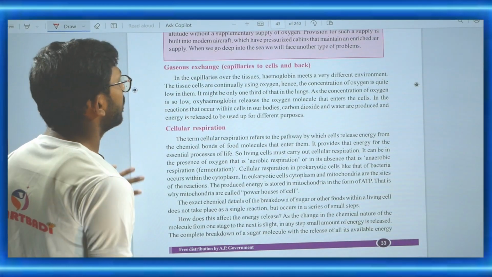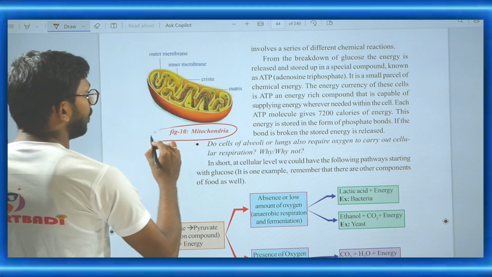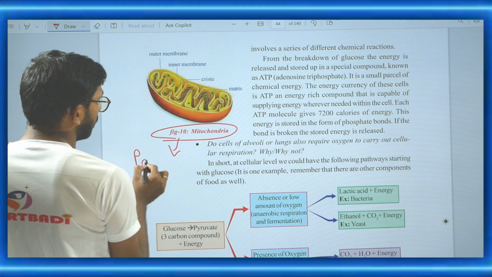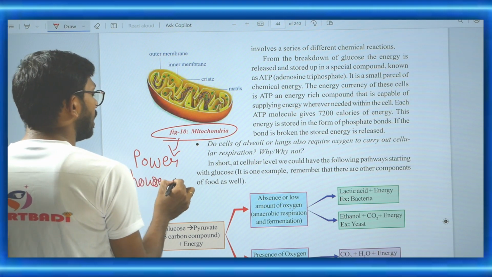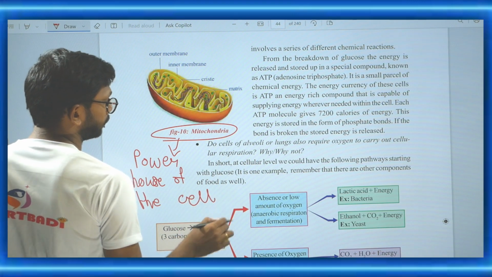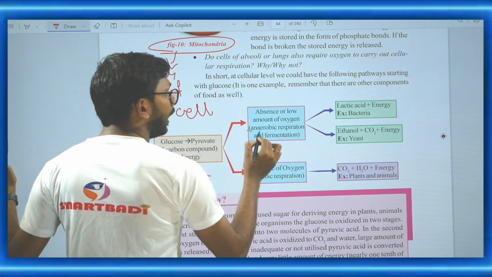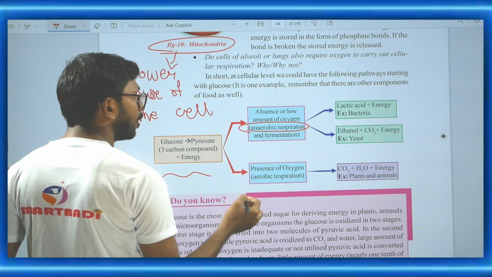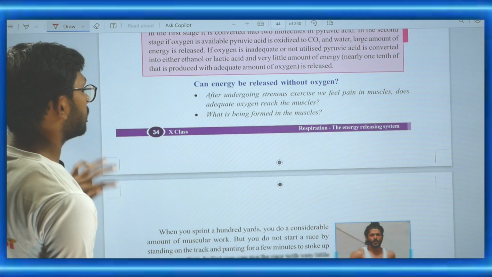Next, this is about the cellular respiration section. And this is the mitochondria. This mitochondria is also called the powerhouse of the cell, as I have discussed in the previous classes, but I am just giving a brief. And here, we have another thing, that is anaerobic respiration, which means absence of oxygen. So anaerobic means absence, aerobic means presence of oxygen.